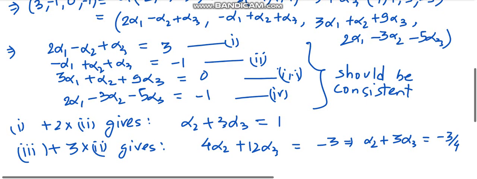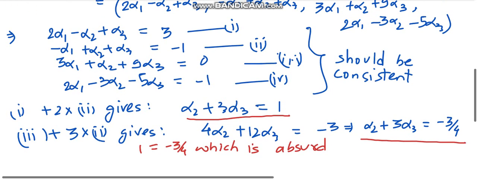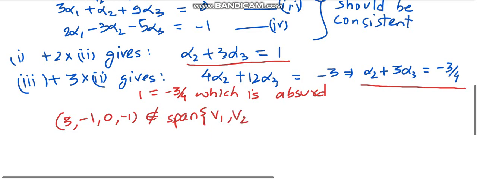Now if you see here, you have alpha 2 plus 3 alpha 3 equal to 1 here, and alpha 2 plus 3 alpha 3 equal to minus 3 by 4. So we can say that from here we are getting 1 equal to minus 3 by 4, which is absurd. Therefore, the vector (3, -1, 0, -1) does not belong to the span of the vectors v1, v2, and v3.